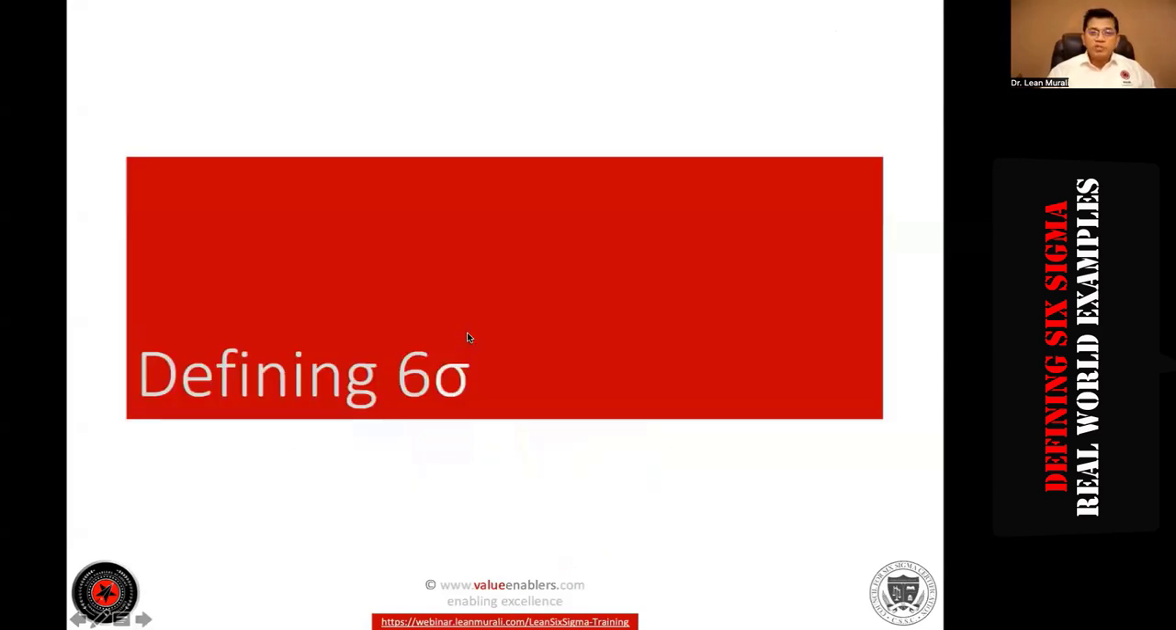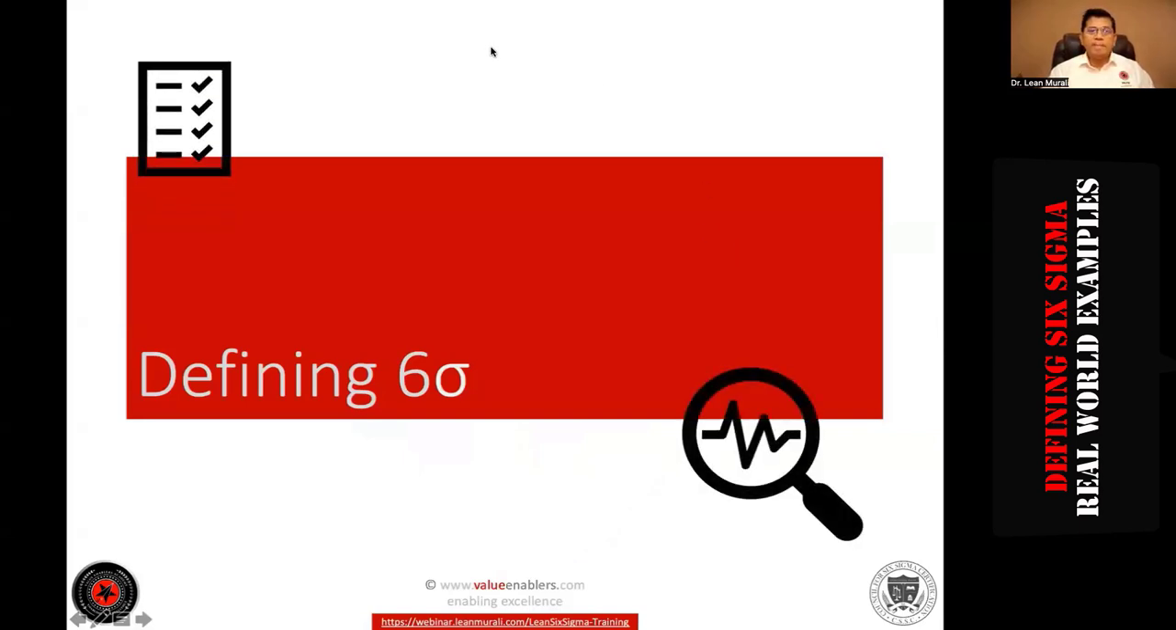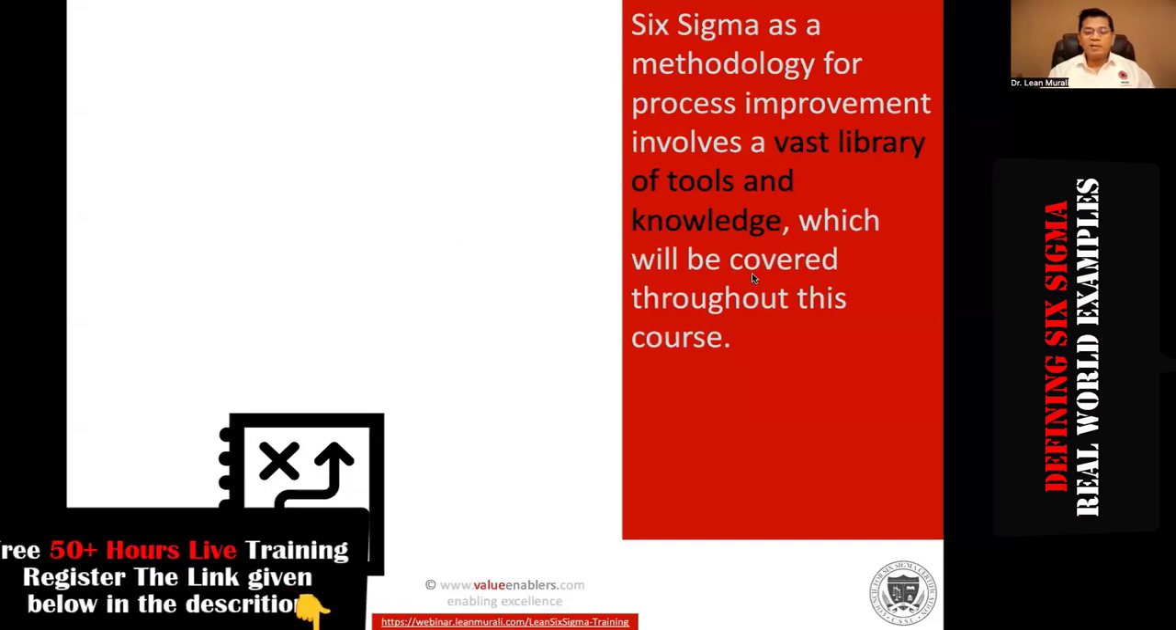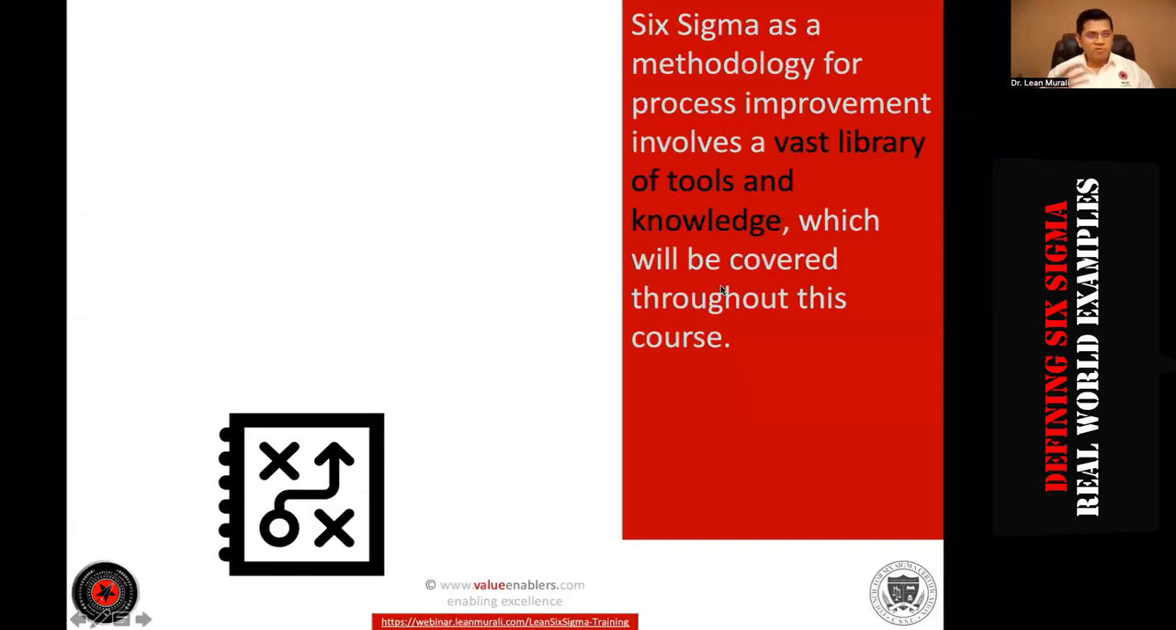So minimizing variation is very, very important. Now I'll define Six Sigma. How do we define Six Sigma? If you see here, it is a methodology for process improvement. There is a vast library. First, all of you type methodology in the chat box. It's a methodology, and you can also call it tools and techniques. You can type TT in the chat box. And it's also a philosophy. You can type Phil in the chat box.